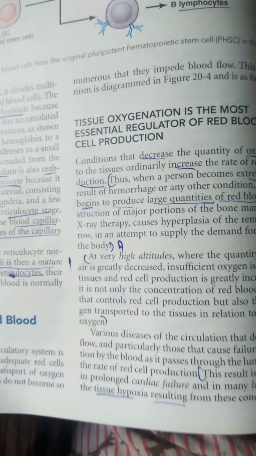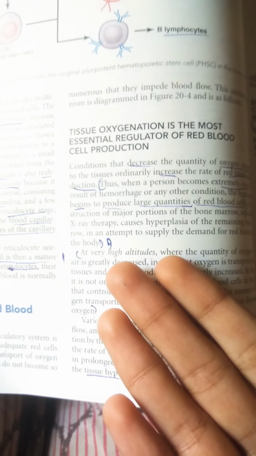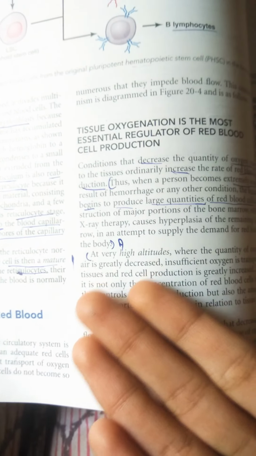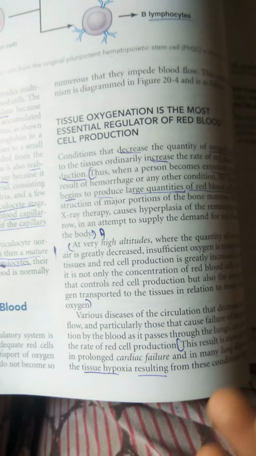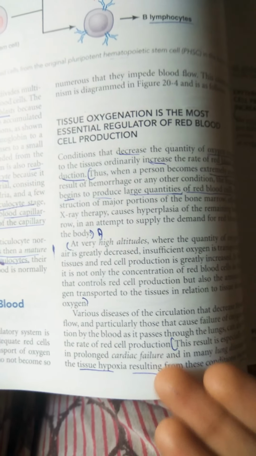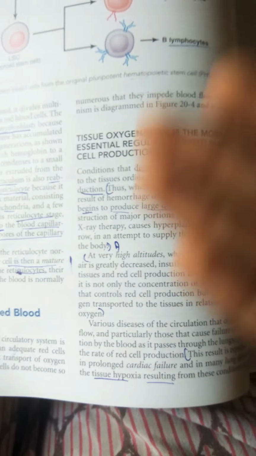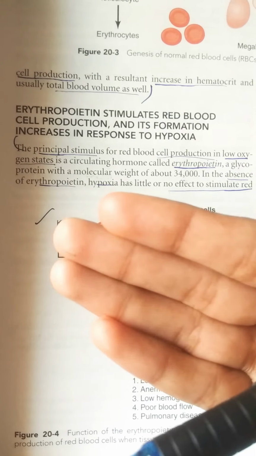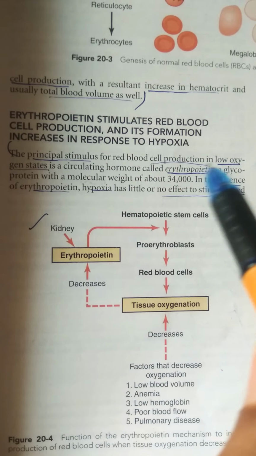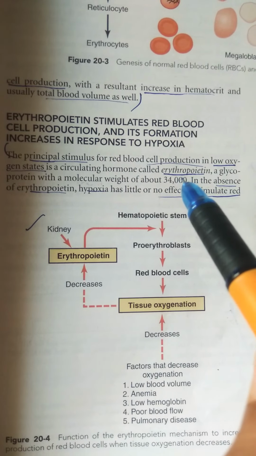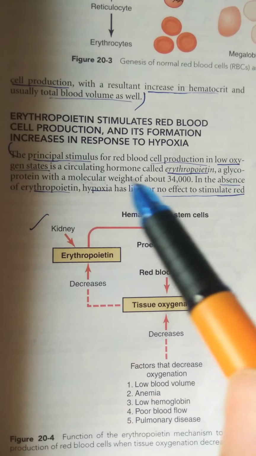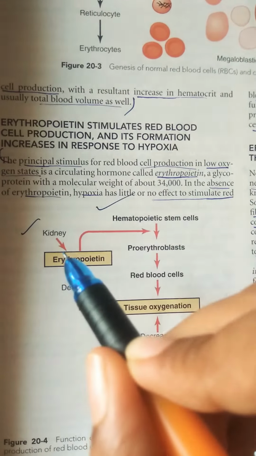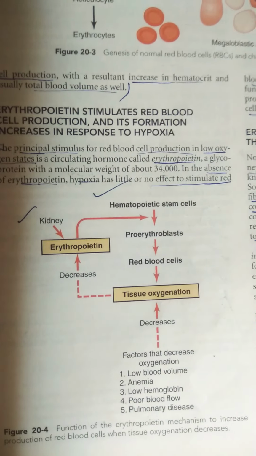We also have another case, tissue hypoxia. Whenever we go to higher altitudes, the oxygen supply to our body decreases. In this case also our bone marrow tries to produce more blood cells. Whenever there is severe tissue hypoxia, our bone marrow produces more blood cells. You can see that the principal stimulus for red blood cell production in a low oxygen state is the circulating hormone erythropoietin. Erythropoietin is a glycoprotein. In the absence of erythropoietin, hypoxia has little or no effect in stimulating red blood cells. So erythropoietin plays a very important role.